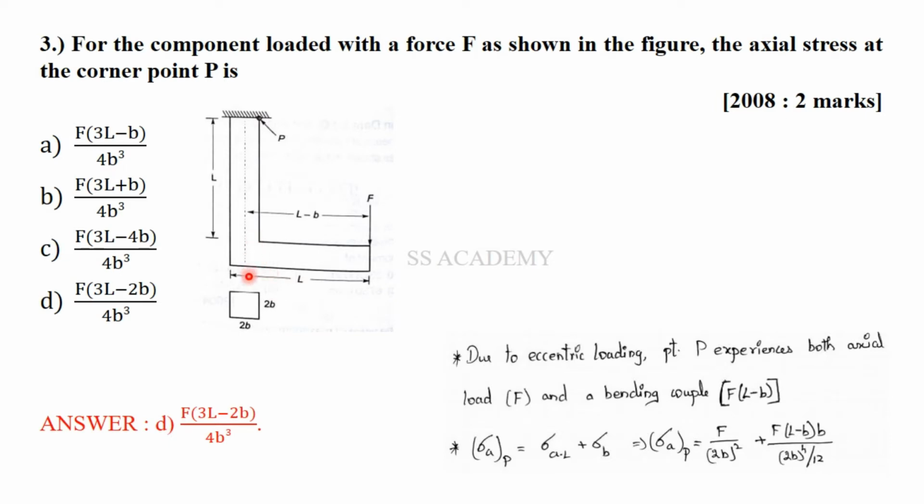The reason for stating it as a couple is, F, you should be considering here another load acting in opposite direction, and at the same time an equivalent load acting in the same direction as that of F. So the two will be cancelled. You should imagine that in such a case you will be getting a straight axial load, and at the same time this downward load and this imaginary upward load will be causing a couple, resulting in a moment of F into L minus B. So you are getting, due to eccentric loading, point P experiences both axial load and a bending couple of F into L minus B.